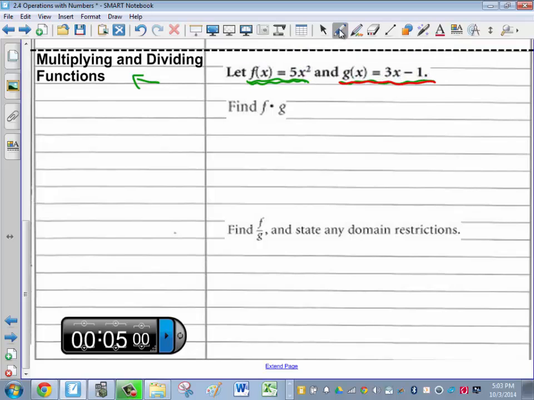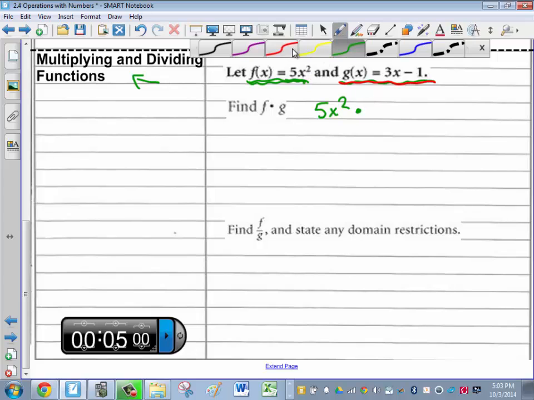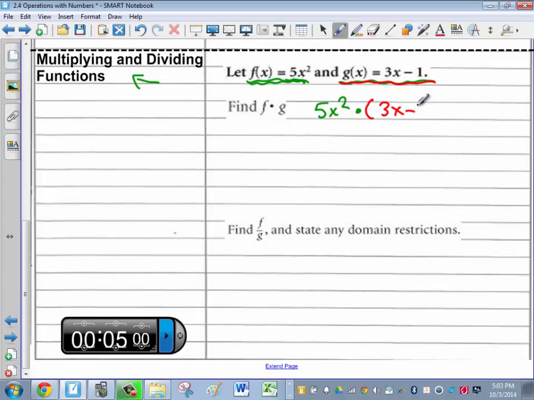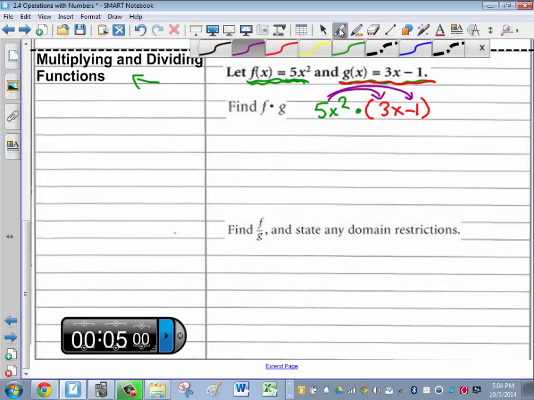I'm going to take this 5x squared, which is my f of x, and I'm going to multiply it by my 3x minus 1. Now, note that I put parentheses around it. I need to multiply this 5x squared to this whole thing, not just the 3x. So I put parentheses around it, and we're asking ourselves, what can we do to multiply this? Well, we have to use that rule called the distributive rule. So I'm going to distribute this right there. It's got to be evenly distributed. It's not fair to not distribute it evenly to both those two terms. And let's see what I get when I do that.